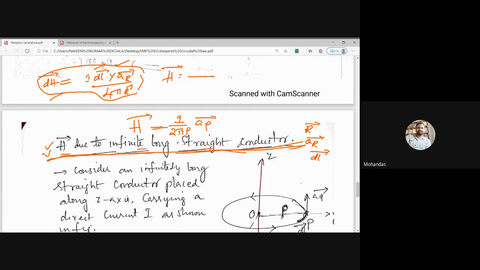But before applying Ampere's circuital law, you should know the direction of H for a straight conductor. It should be in the direction of a phi only. That should be known before applying the law. And one more thing is that the current distribution should be symmetrical. Symmetrical means that the conductor should be infinite only. Now, let us calculate this H due to an infinite long straight conductor by using Ampere's circuital law.